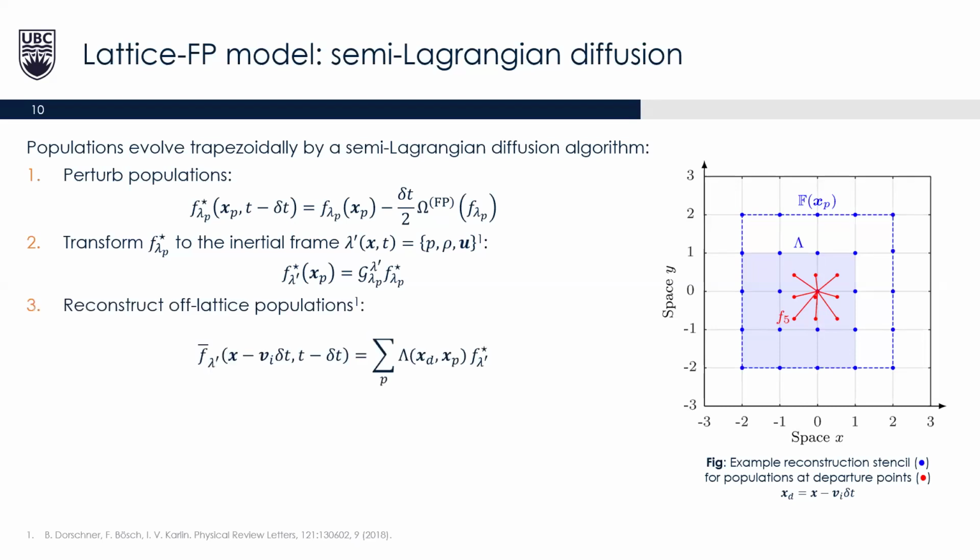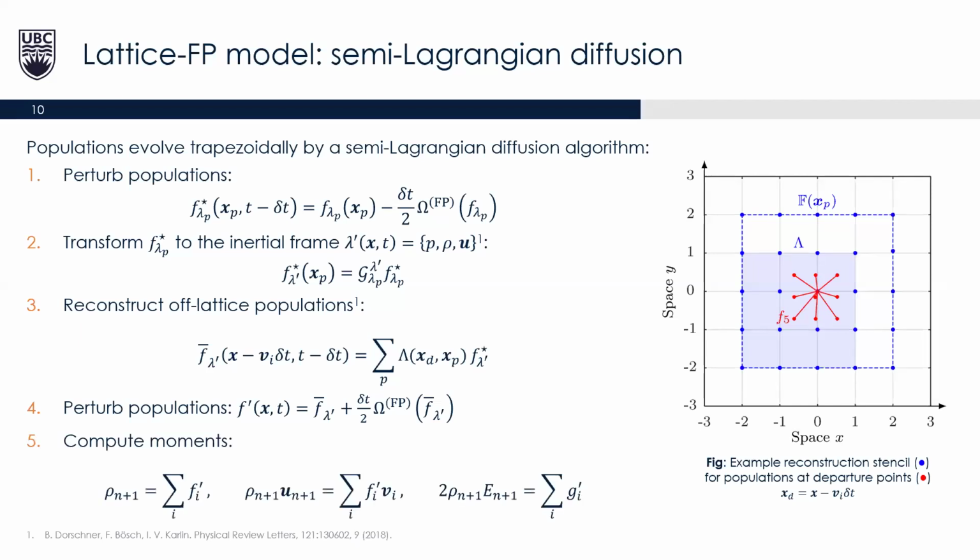And then you can essentially reconstruct with your preferred reconstruction kernel. And then we, again, a little bit heuristically, add the last part of the trapezoidal integration for our Fokker-Planck operator. And then we can essentially compute the moments for our density populations and also our total energy populations and iterate on this until our moments converge.